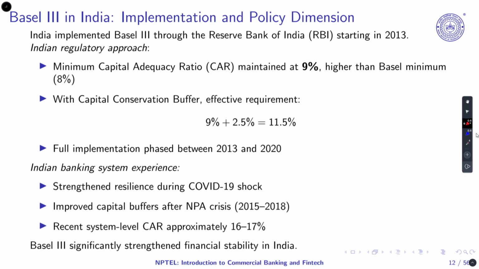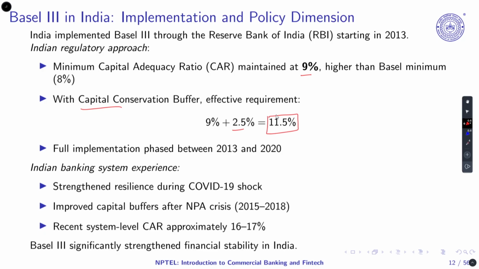Now let's shed some light on how it has been implemented in India. In India, we introduced it in 2013 in a very staggered way. The Indian regulation was 9%, while the Basel minimum of 8% was required. Then we had the capital conservation buffer. The capital conservation buffer is 2.5, so 11.5. But you can see that in India, the majority of banks automatically have more than 12%. For scheduled commercial banks and others it might vary, but we have found that the majority of the Indian banking system does not have some kind of shock coming in.